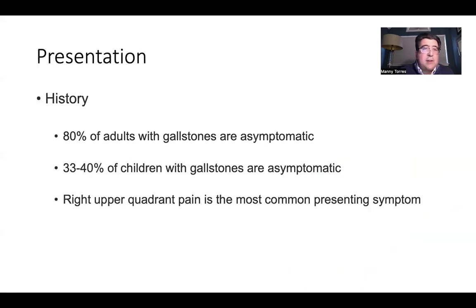So how do patients present with gallstone disease? Most patients with gallstones are asymptomatic. 80% of adults with gallstones are asymptomatic, and although the majority of adults with gallstones are asymptomatic, retrospective studies have found that only a third of children with gallstones are asymptomatic. This means that most of the children with gallstones are symptomatic, with the primary symptom being right upper quadrant pain.